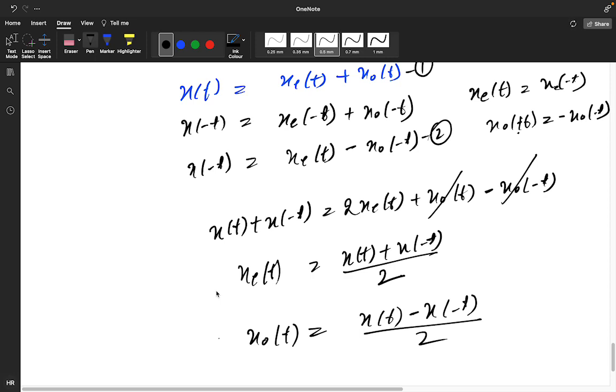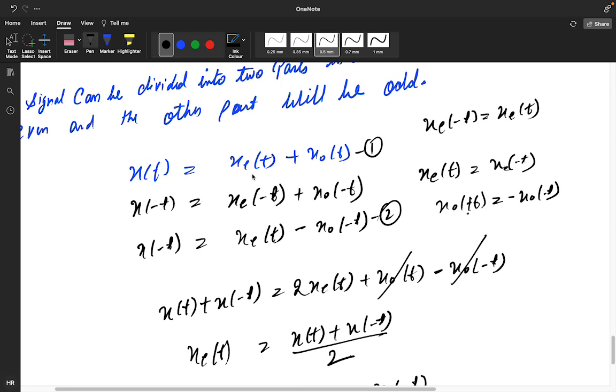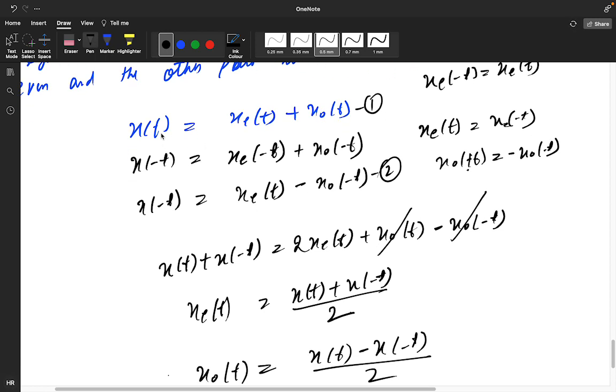Prasanna, did you understand what I did? See, x of t is the even signal plus the odd signal, and when I substitute t as minus t, I will get x e of minus t plus x naught of minus t. Correct or not? Yes, sir. Okay.